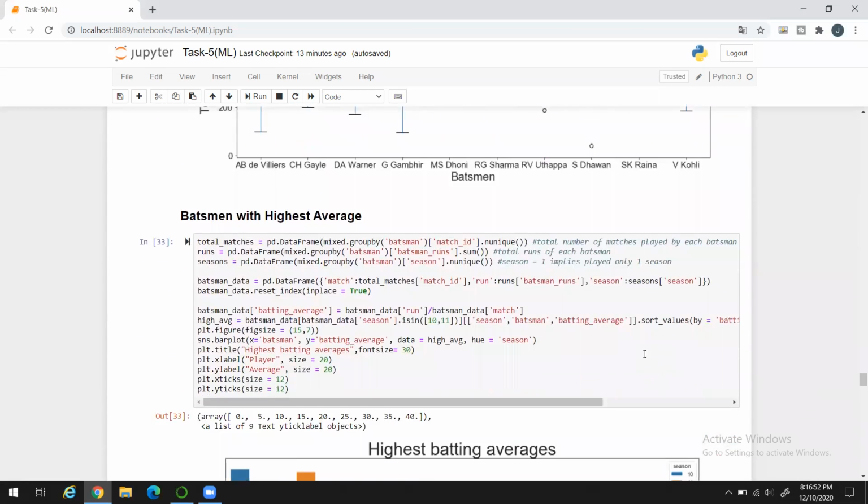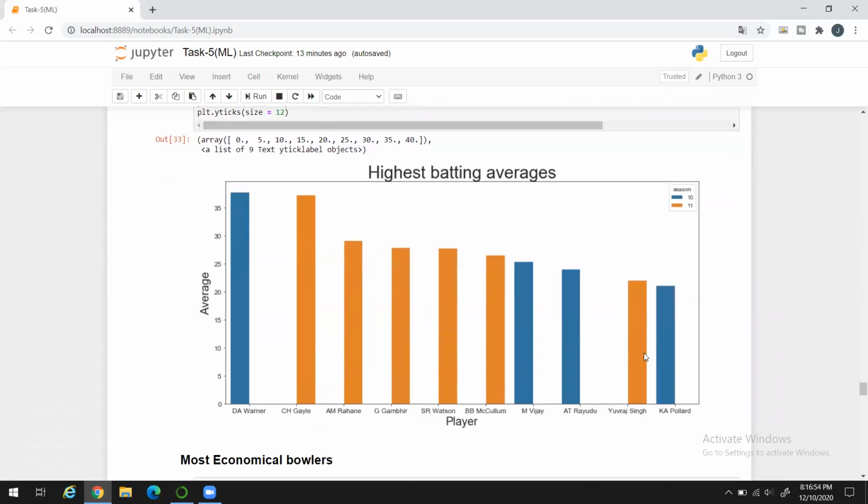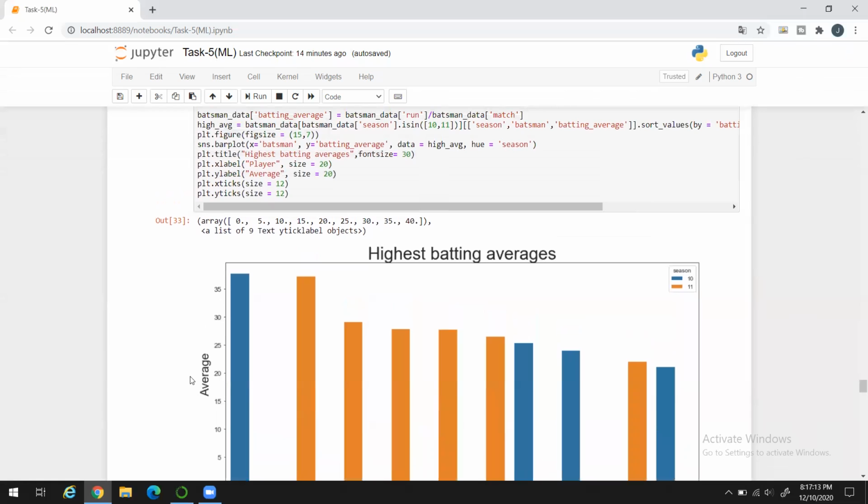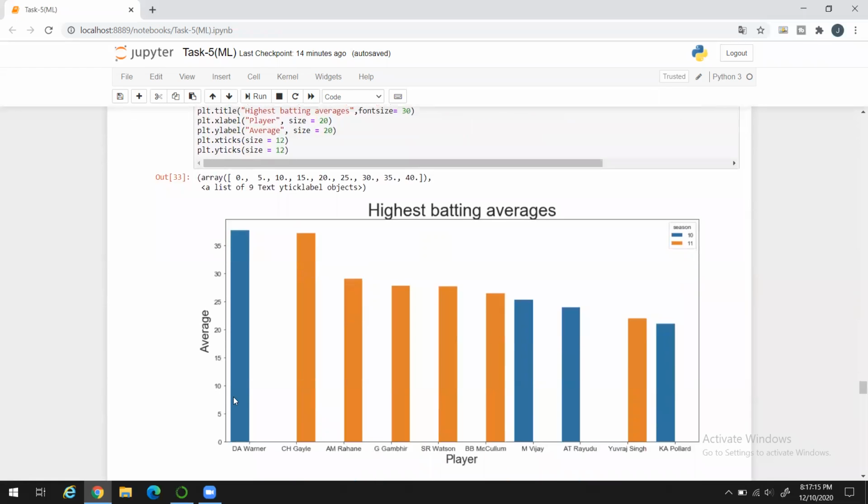Now coming to the highest batting averages. This will be interesting, because you can observe David Warner has the highest average among all other batsmen, though he hasn't been the most consistent batsman compared to others. But he has the highest batting average. That's because he played only 10 seasons and others played 11. Vijay and Pollard also played 10.